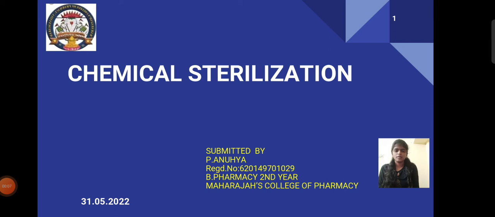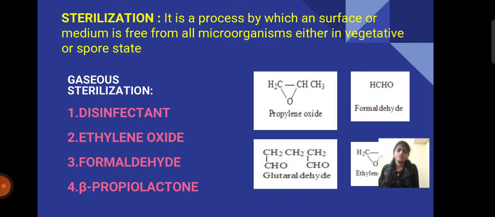Today I am going to give a seminar on the topic chemical sterilization. Chemical sterilization is a type of sterilization. Sterilization is a process in which a surface or a medium is made free from all microorganisms, either in a vegetative or a spore state.